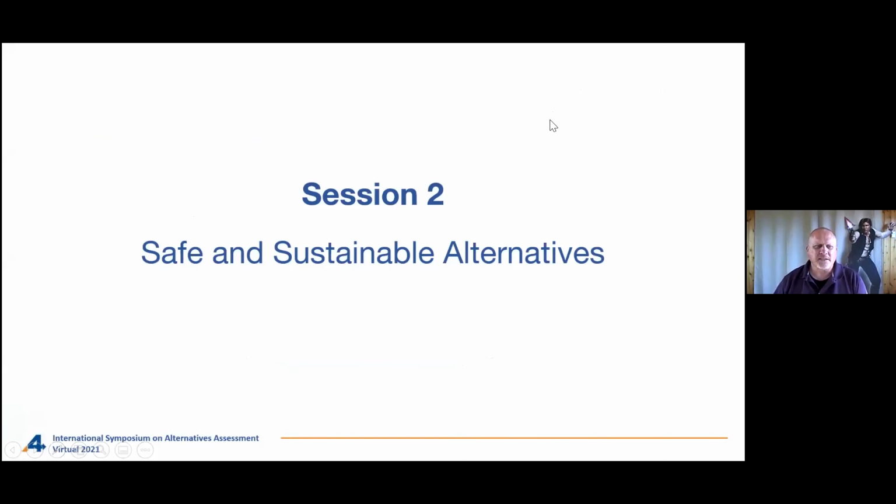The second session is titled Safe and Sustainable Alternatives. The methods and strategies to identify and evaluate safe and sustainable alternatives to chemicals used in processes and products are becoming more prevalent. In this session, we will hear from speakers that will present specific case studies, as well as techniques for evaluating and identifying safe and sustainable alternatives. Next slide, please.